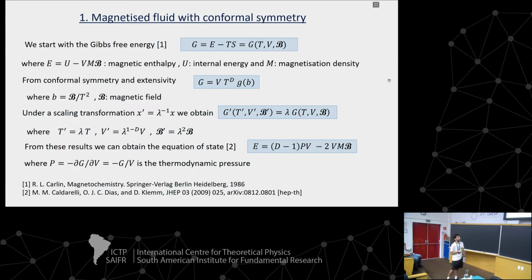So it is this equation of state that relates, instead of the internal energy, the magnetic enthalpy. Here it is the pressure, volume, and here it is the magnetization density. So this is the equation of state of a magnetized conformal fluid in D dimensions. This is based on the paper that I followed initially for the conformal fluid, and also the thermodynamic ensemble was following this book by Callen.